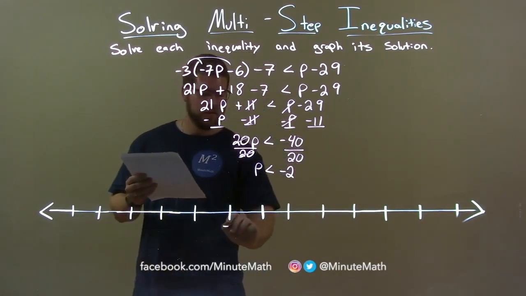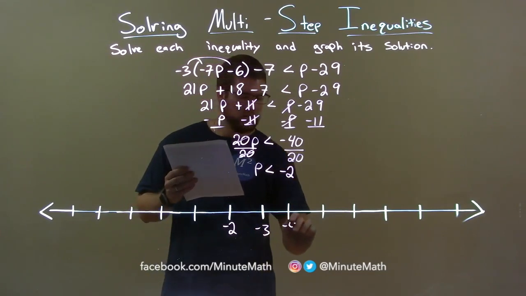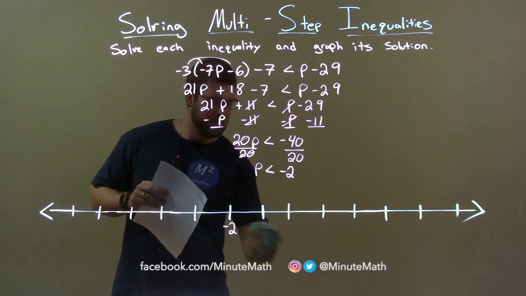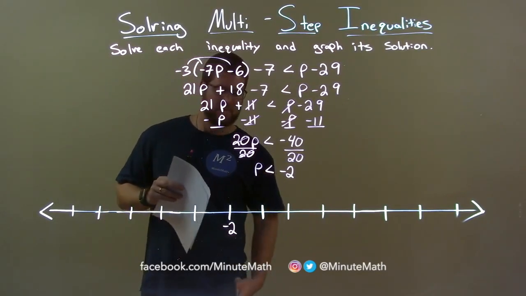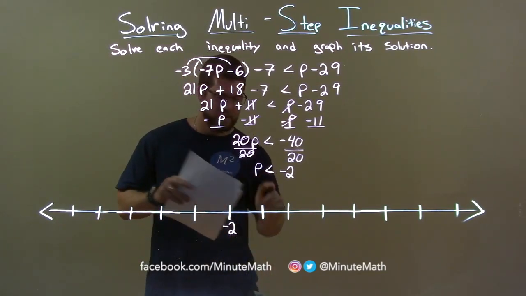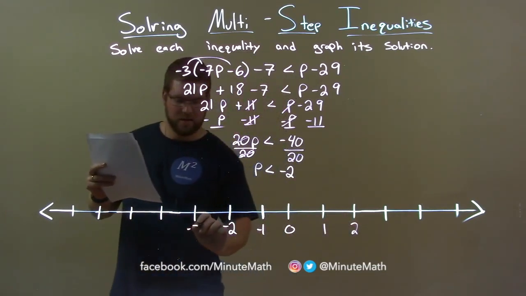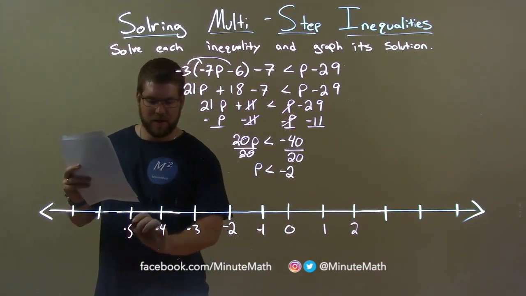So let's graph this. Negative 2 here, negative 3, negative 4. Oh, wrong way. Common mistake. Be careful with that. We have a negative 1, 0, 1, 2, and negative 3, negative 4, negative 5.